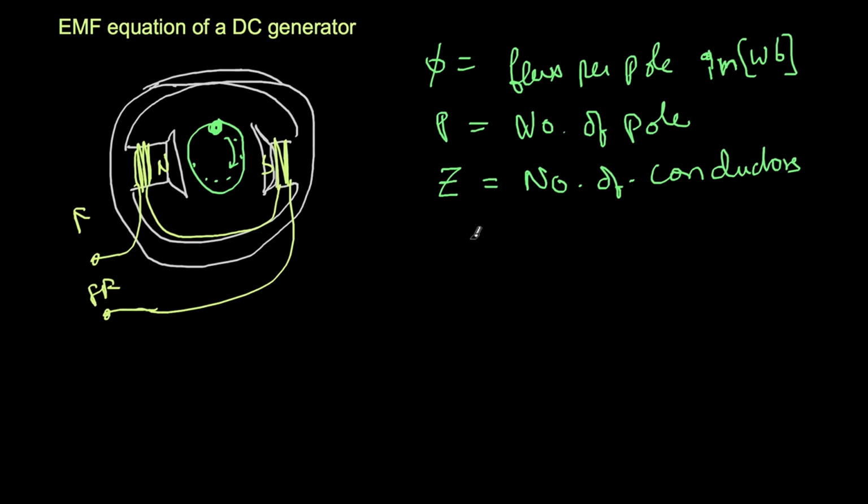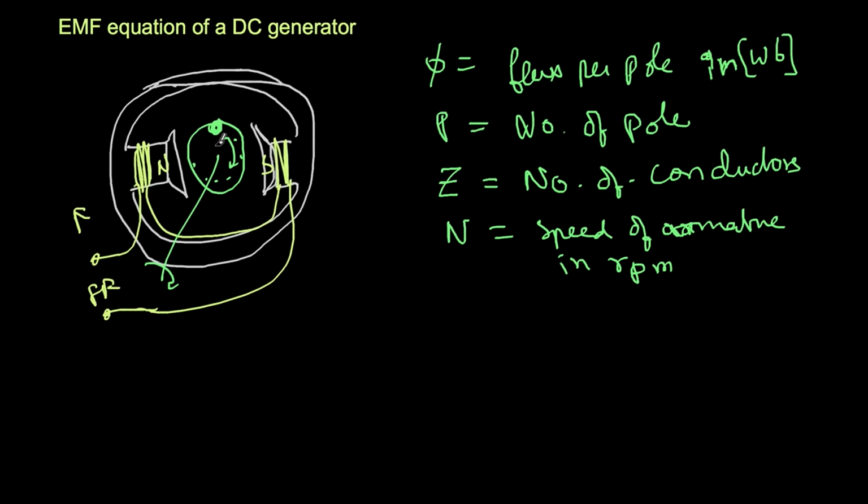And with this information, let me also add one more, that is N is speed of armature in revolutions per minute. So the armature is being rotated by a prime mover at some speed. In 1 minute, how many revolutions it is making. So that is the speed here. So given this information, so let me write down. So there's also another thing, that is number of parallel paths.